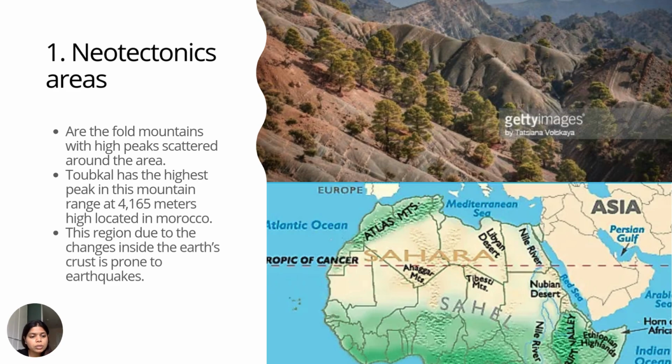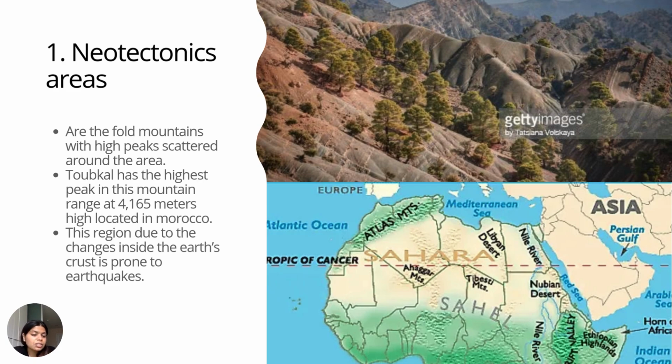So, towards the northwest, we have something called neotectonic areas. This is where the tectonic plates had collided and had led to what type of tectonic plates? New tectonic plates. Basically, these are recently formed phenomena. So, what had happened was when the tectonic plates had collided, it led to the formation of the Atlas mountain ranges, which is located over here, as you can see, towards the northwest of Africa. And if you look over here, what is the highest mountain? The highest mountain is called Toubkal.